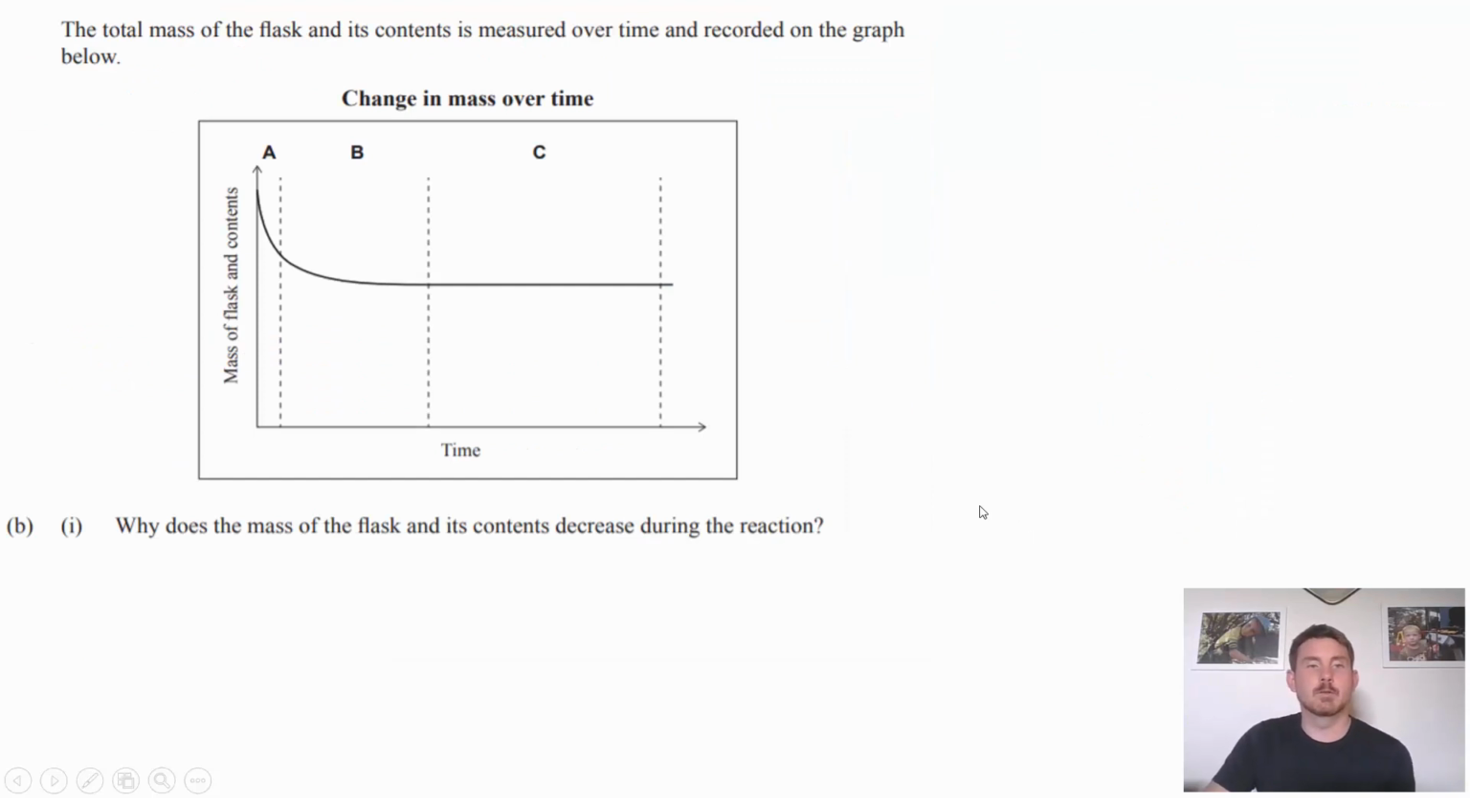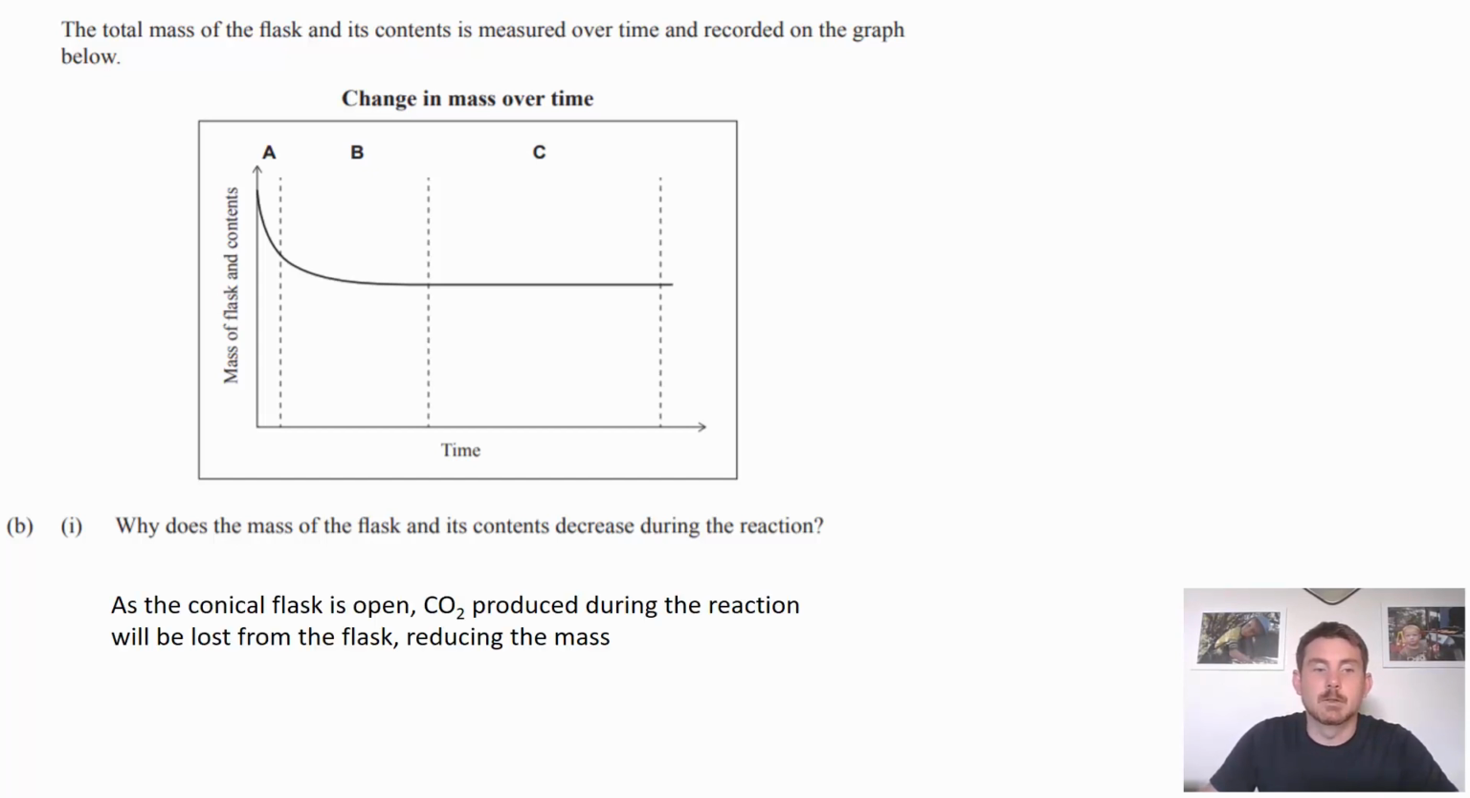Okay, total mass of the flask and its contents is measured over time and shown in the graph below. Why does the mass of the flask and its contents decrease during the reaction? So remember that the conical flask was stated in the question to be open, and in our previous answer we identified that carbon dioxide was one of the products, so it's a gas. Because it's produced as a gas, it can escape the flask, and so because the conical flask is open, carbon dioxide produced during the reaction will be lost from the flask, which reduces the mass over time. And that is a merit level response.